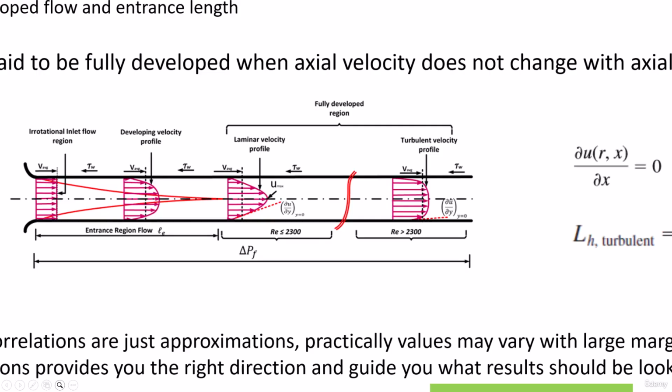Means that if I take one point on this profile and draw the second profile here at the same radial location, axially there will be no change. So du/dx means that u1 and u2 are equal, so their difference is 0, and we get du/dx equal to 0. And the profile is parabolic, and the maximum velocity is equal to twice the average velocity.